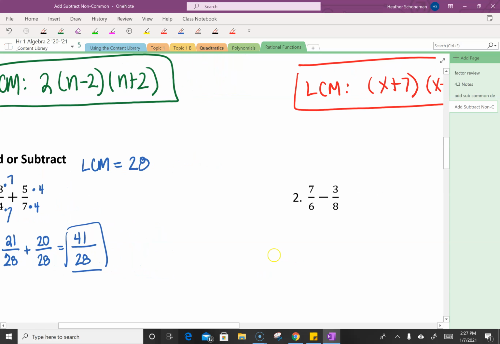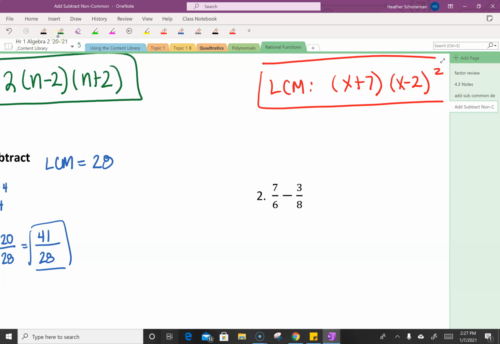Okay, number 2. As we look at number 2, common multiples, well, let's see, 6 would be 6, 12, 18, 24, 8 would be 8, 16, 24. So 24 is our least common multiple. So this one I have to multiply the 6 by 4.